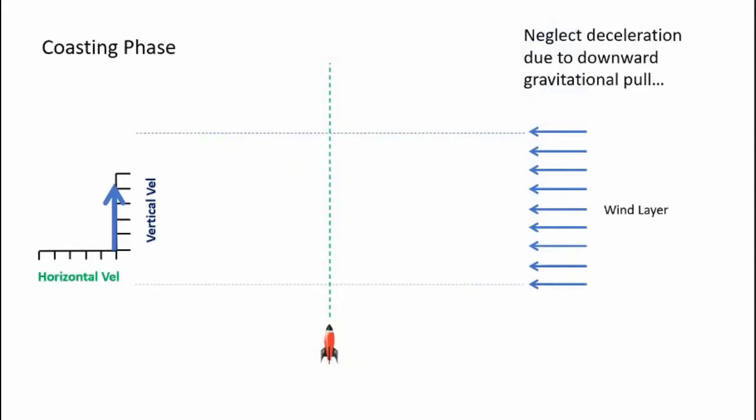Now let's take a look at how a coasting rocket responds to a wind layer. First, we're going to look at a case where the rocket's flying vertically. Now here's my coasting rocket down here at the bottom. You'll notice that it already has a vertical velocity, and that was due to the thrusting phase of the rocket.